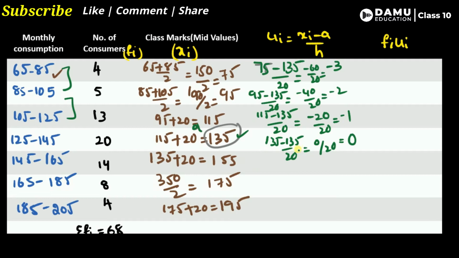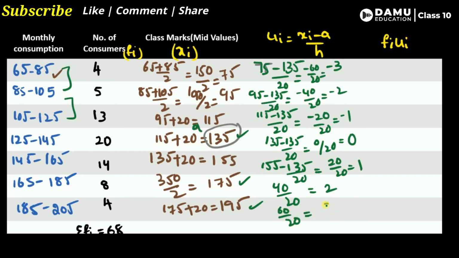Then 155 minus 135 by 20, we will get 20 by 20, which is plus 1. The next one is 40 by 20. If you carefully divide, we will get 2. Then here, 60 by 20, what will we get? 3. So if you observe these values, minus 3, minus 2, minus 1, 0, then 1, 2, 3, like that we were getting. So let's move on.